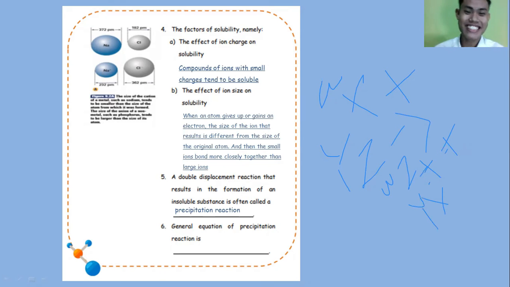Okay, number 6. The general equation of precipitation reaction is... Yes. For example, if the WX compound reacts with YZ compound, it will become WZ compound and YX compound. Yes. So your answer is good. Okay, thank you, Windu.